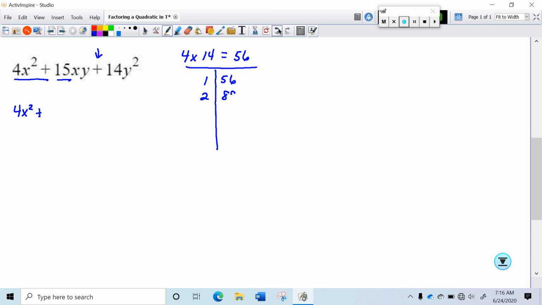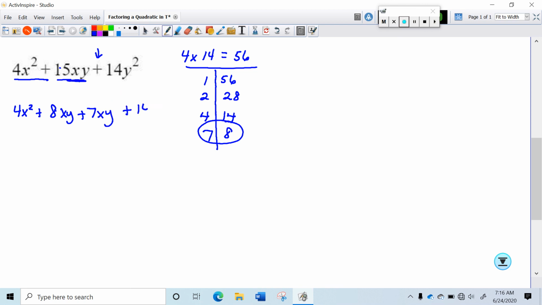56 divided by 3 doesn't work. 56 divided by 4 is 14. I'm adding to get 15, so that adds up to 18, so I'm not there yet. 56 divided by 5 doesn't work. 6 doesn't work. 56 divided by 7 equals 8, and that adds up to 15. So I want the biggest one first, and the letters that go with the 15, x, y. Okay, I have positive 8. I want a positive 15. So that 7 also has to be positive.